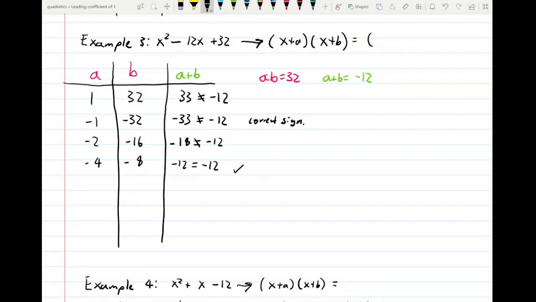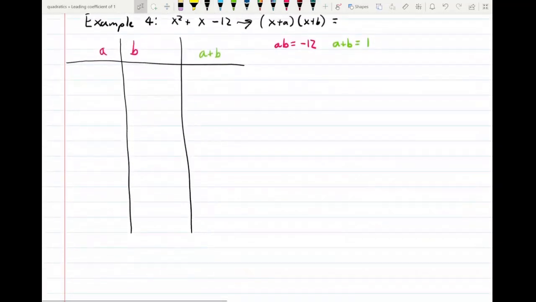So that means if we plug things in again, we get our quadratic is equal to x plus -4 times x plus -8, which, if you would like to simplify that, is equal to x minus 4 times x minus 8. All right, let's do one last example involving negative numbers.